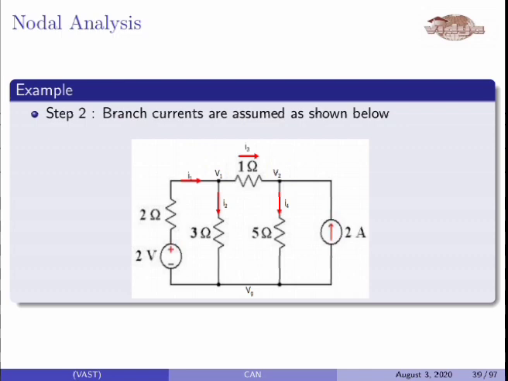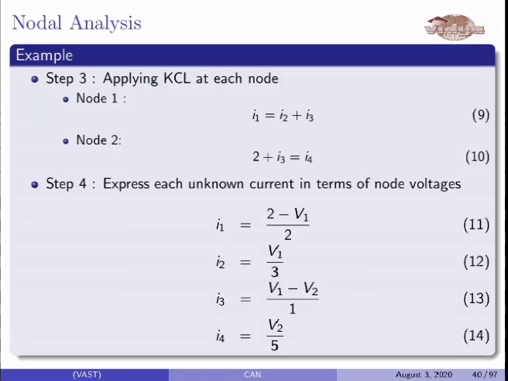Next one is I4. I4 is the current through the 5 ohm resistance and it is flowing from node 2 to the ground. So I4 is equal to the voltage at node 2, that is V2, minus the ground voltage 0, divided by 5. V2 by 5 will be I4. Thus, we expressed the currents I1, I2, I3 and I4 in terms of node voltages.